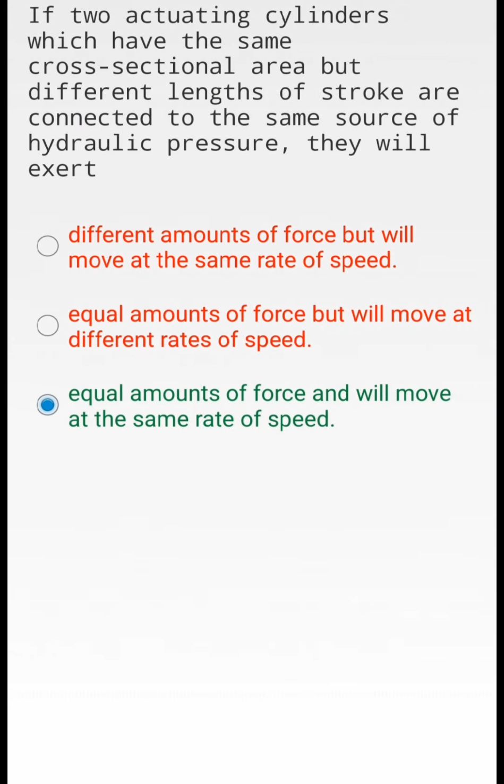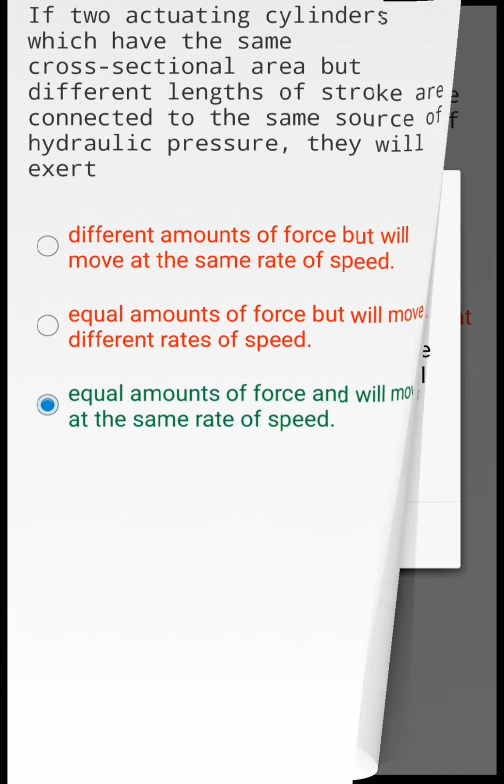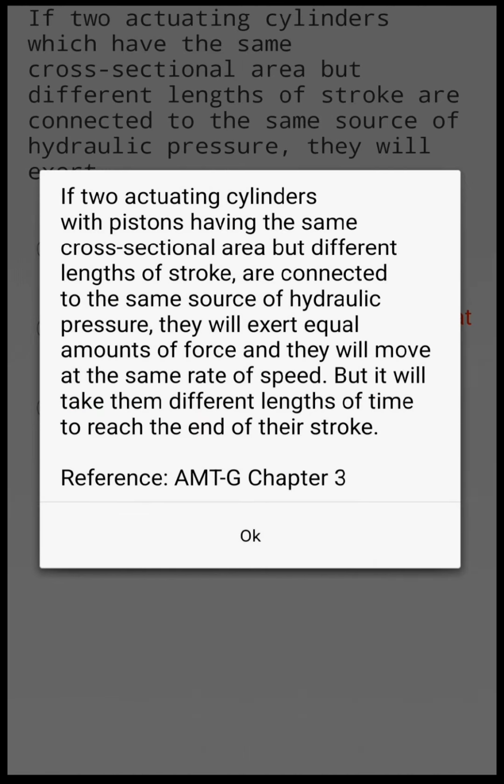If two actuating cylinders which have the same cross-sectional area but different lengths of stroke are connected to the same source of hydraulic pressure, they will exert equal amounts of force and will move at the same rate of speed. If two actuating cylinders with pistons having the same cross-sectional area but different lengths of stroke are connected to the same source of hydraulic pressure, they will exert equal amounts of force and will move at the same rate of speed, but it will take them different lengths of time to reach the end of their stroke.